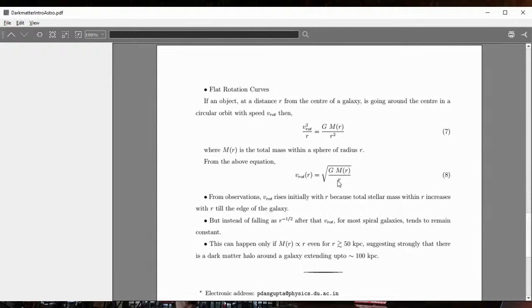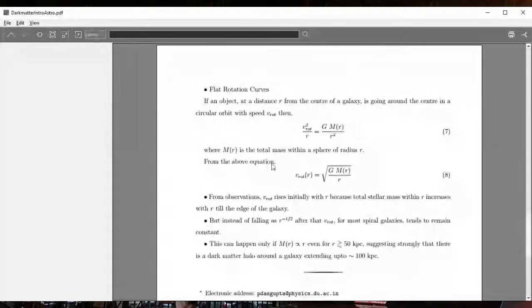But as you keep going outwards, as r increases, M of r also increases, because now, as the size of the spherical region increases, you have to take into account the mass due to stars and the gas present. So M(r) increases as density times r cube. Even if you take density to be constant, density times r cube by r is r square, and the square root of r square is r. So initially, the rotational velocity must increase as r.